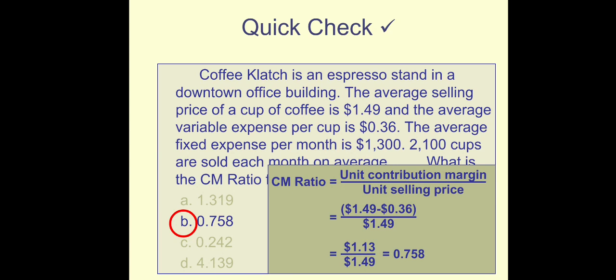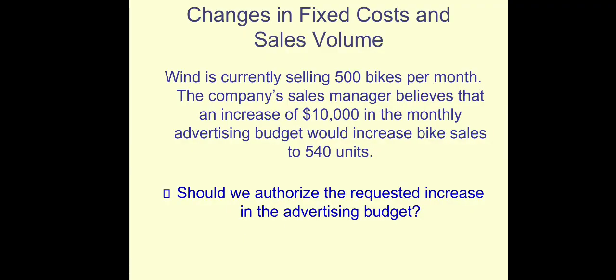So what can you understand from the number 75.8%? It shows that for every dollar increase in sales, there will be an increase in contribution margin of 75.8 cents.